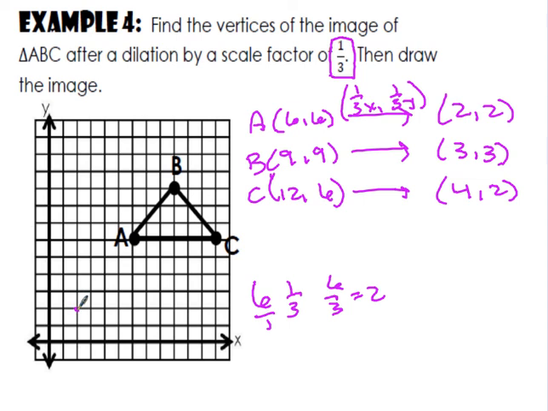So there's my new image. There's 2, 2, 3, 3, and 4, 2. Made it much, much smaller. Okay, but it's still the same exact shape. And there's my A, B, and C. We've just made it smaller. We still have the same angles here.